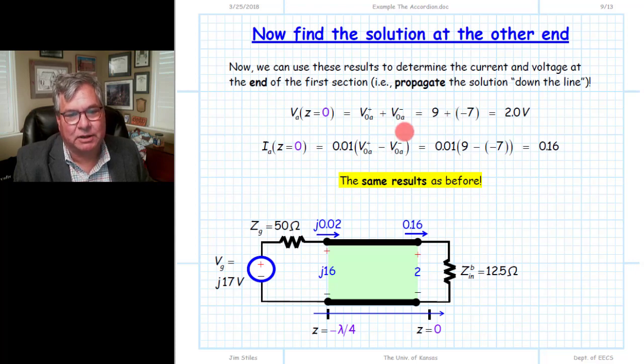And since we know V0 plus and V0 minus, we find the value of the total voltage and total current here at the other end of the line at z equal to 0. Again, these are complex values. Notice these are exactly the same results that we calculated in the earlier example, as they must be.